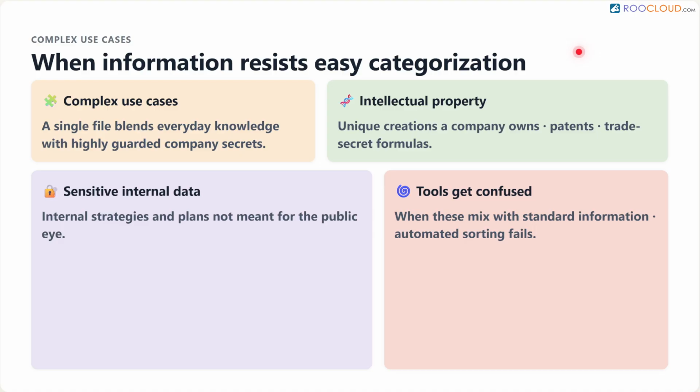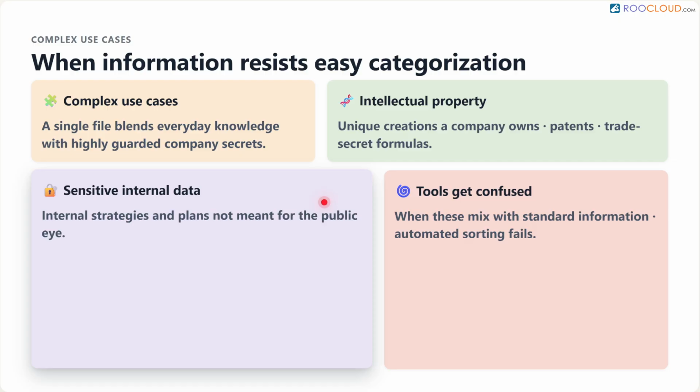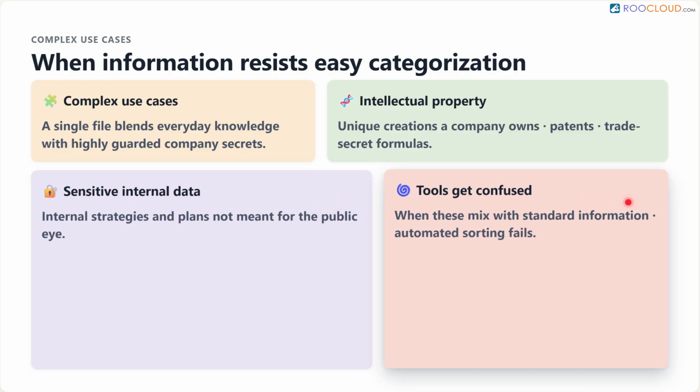Moving deeper, we must examine what happens when information is not easily categorized. We call these complex use cases. In everyday terms, this happens when a single file or project contains a blend of everyday knowledge and highly guarded company secrets. The technical terms you will hear are intellectual property and sensitive internal data. Intellectual property refers to unique creations of the mind that a company owns, like patents or secret formulas, while sensitive internal data covers internal strategies that are not meant for the public eye. When these mix with standard information, automated sorting tools get confused.